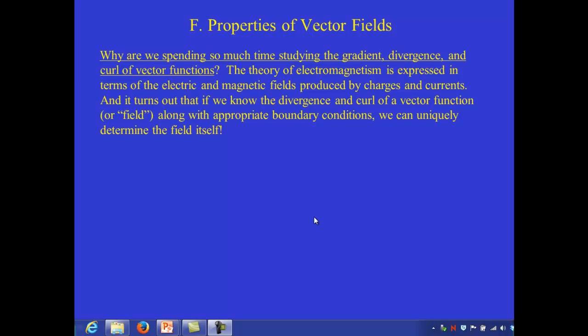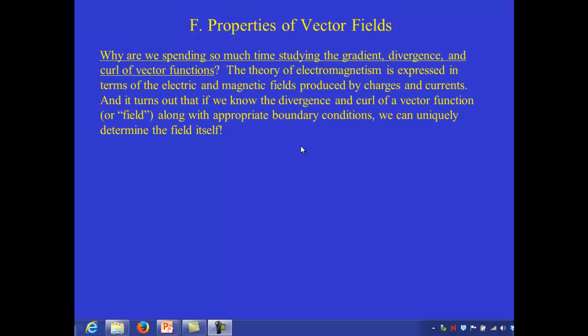The last section, in Chapter 1 of the text, takes a step back and helps us answer the question, why are we spending so much time studying the gradient, divergence, and curl of vector functions? It's always a good idea to stop for a moment, take stock, before we move on to the next part.